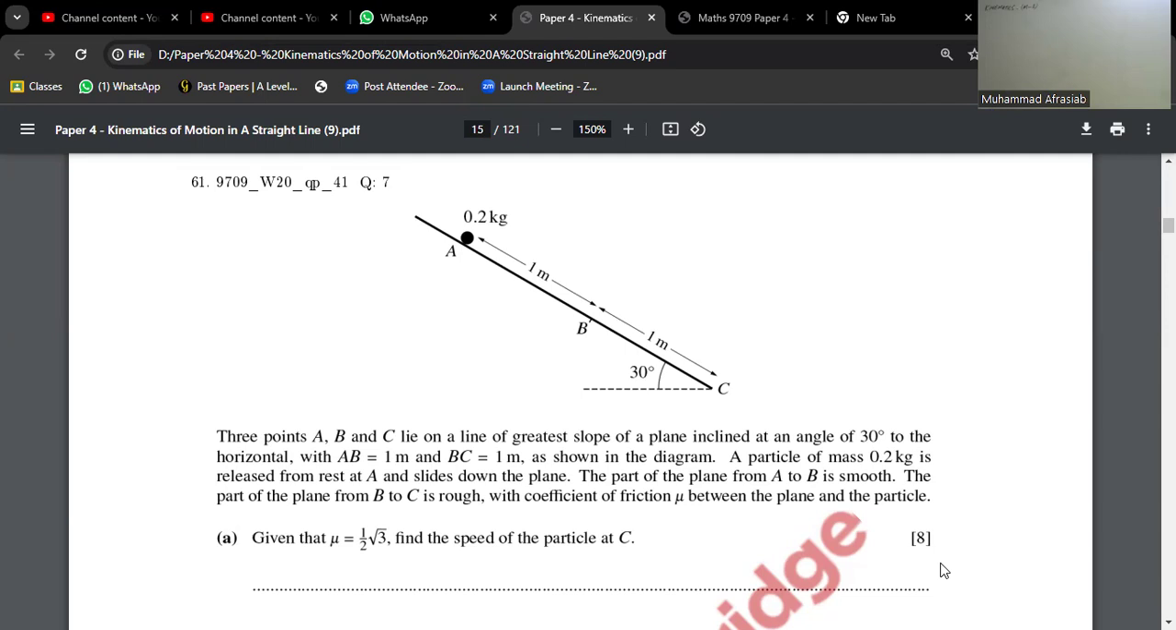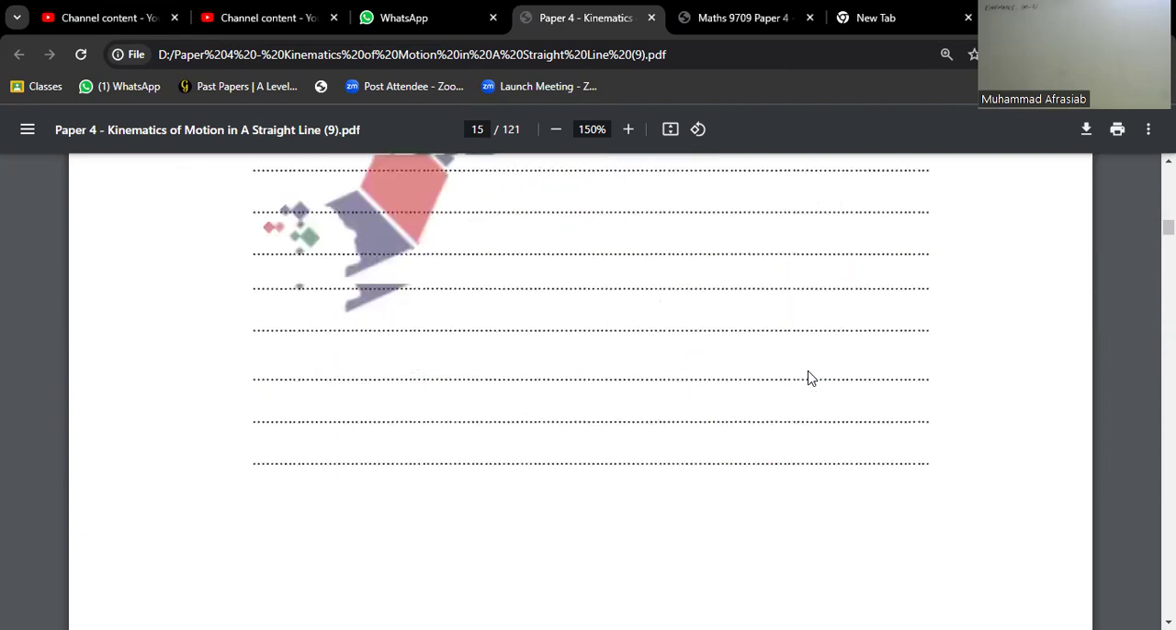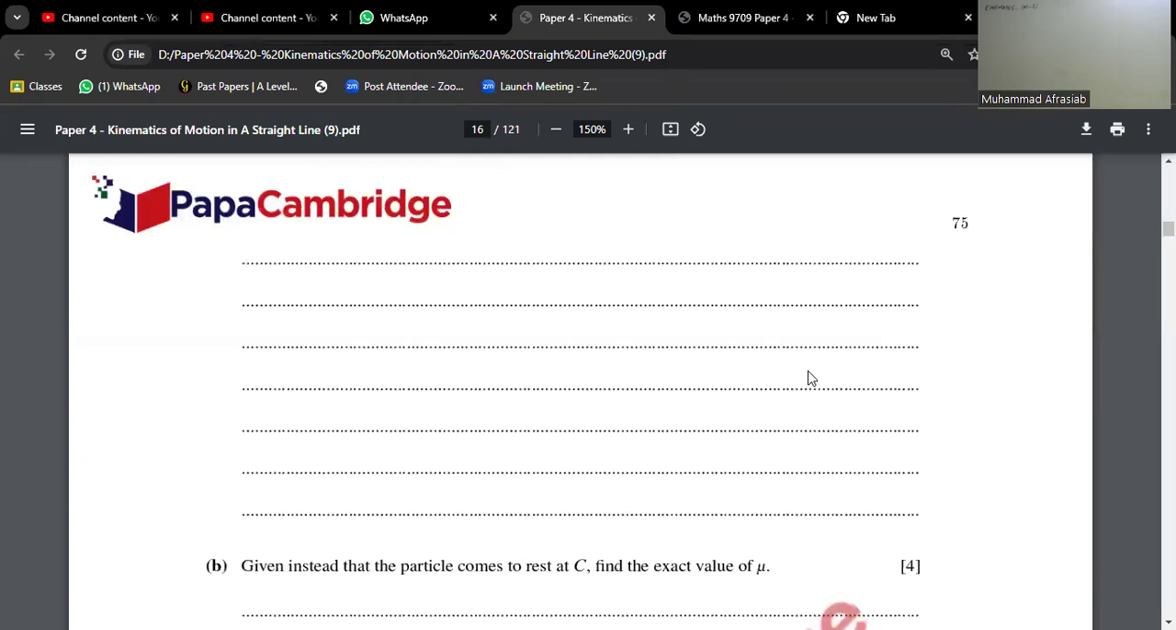The part of the plane from A to B is smooth and the part of the plane from B to C is rough with a coefficient of friction mu between the plane and the particle. Given that mu is equal to root 3 over 2, find the speed of the particle at C. And the second part of this: given instead that the particle comes to rest at C, find the exact value of mu.